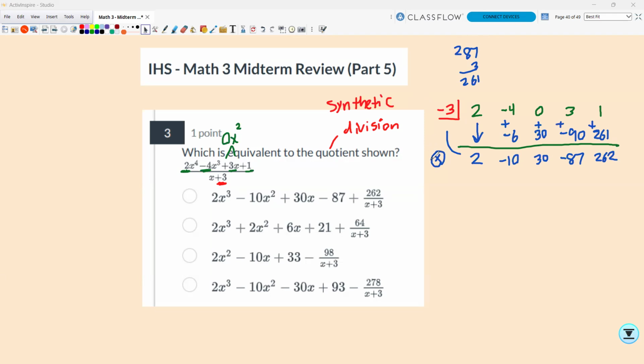So the way that I read that is I look at what I'm originally dividing by, and that was going to be a fourth power. So we're going to bump it down one. So it's going to be 2x to the third power minus 10x squared plus 30x minus 87. And then this is your remainder. So we say plus 262, and we put our remainder over our divisor, which is x plus 3.